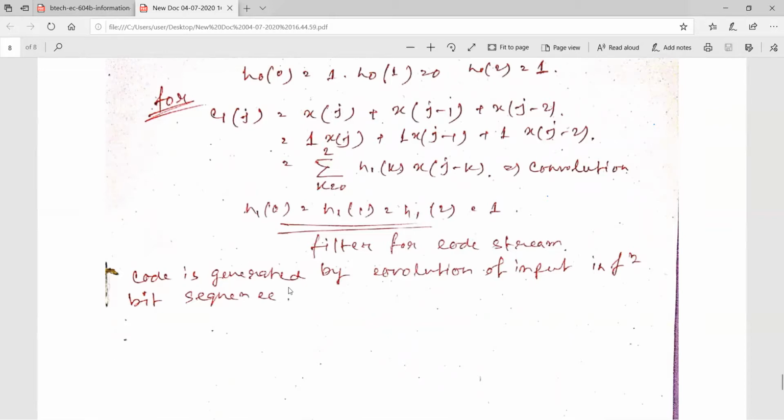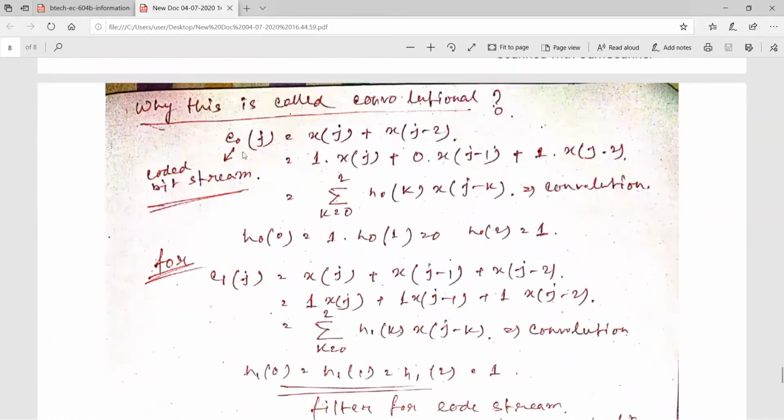So the code is generated by convolution of the input information bit sequence. That's why this is called the convolutional code, because the code bits are generated from the information bits. So let me draw this code bit for 0. This code bit for 0 is generated by the binary addition, or XOR addition, of the information bit of the present instant j and the information bit of the j minus 2 instant. Okay, and let me just read it as is.